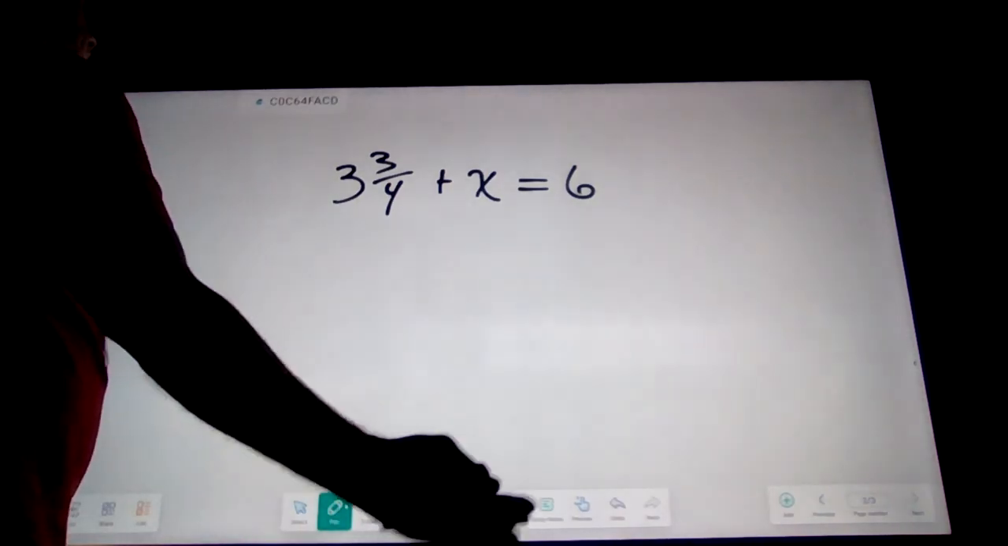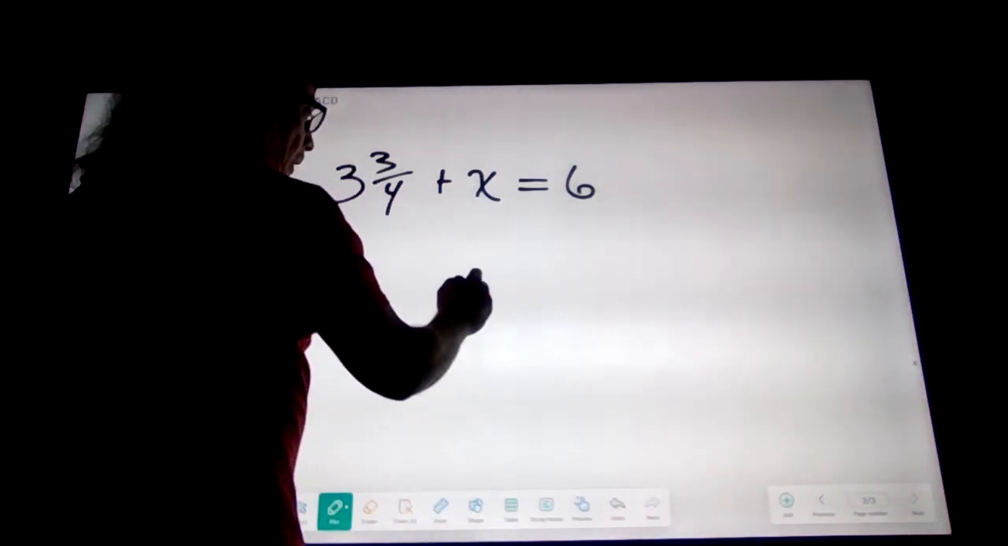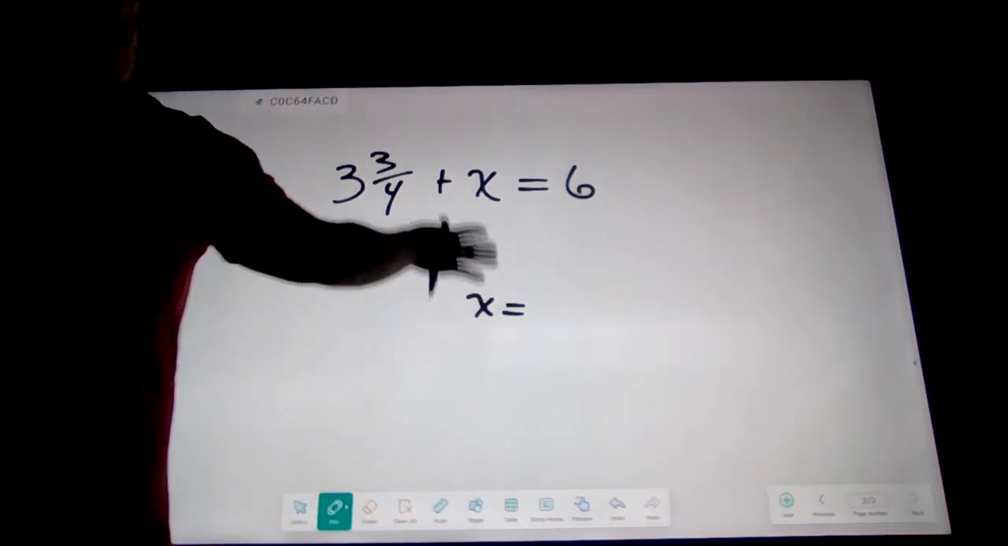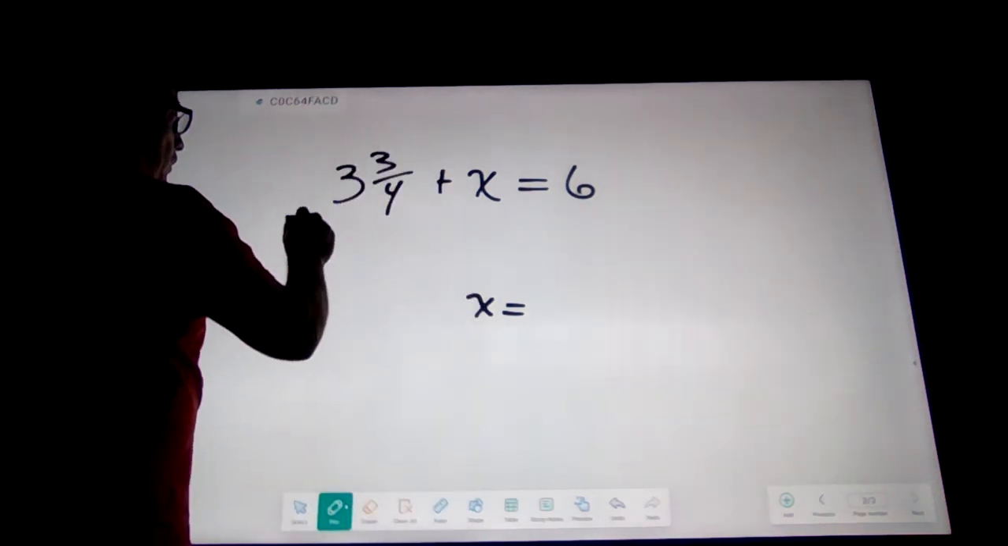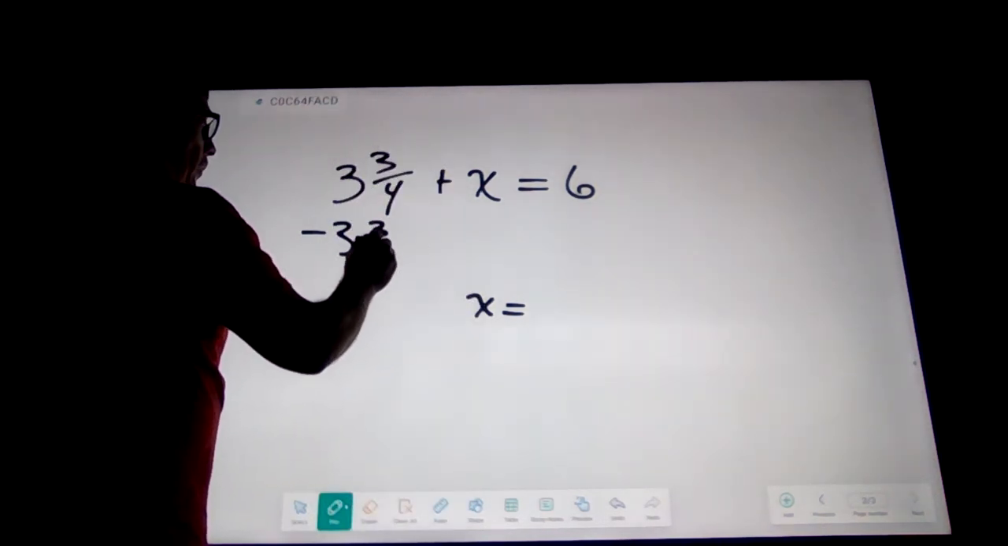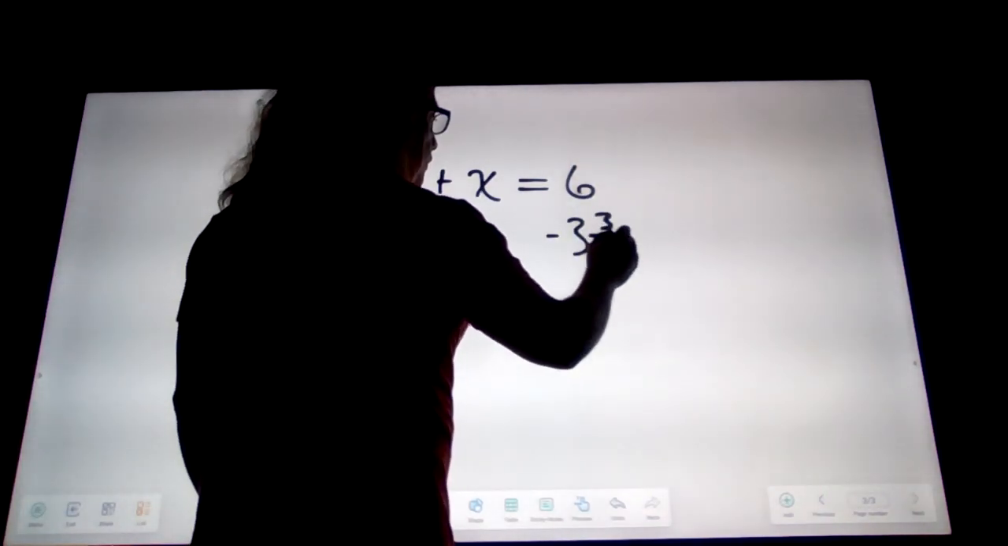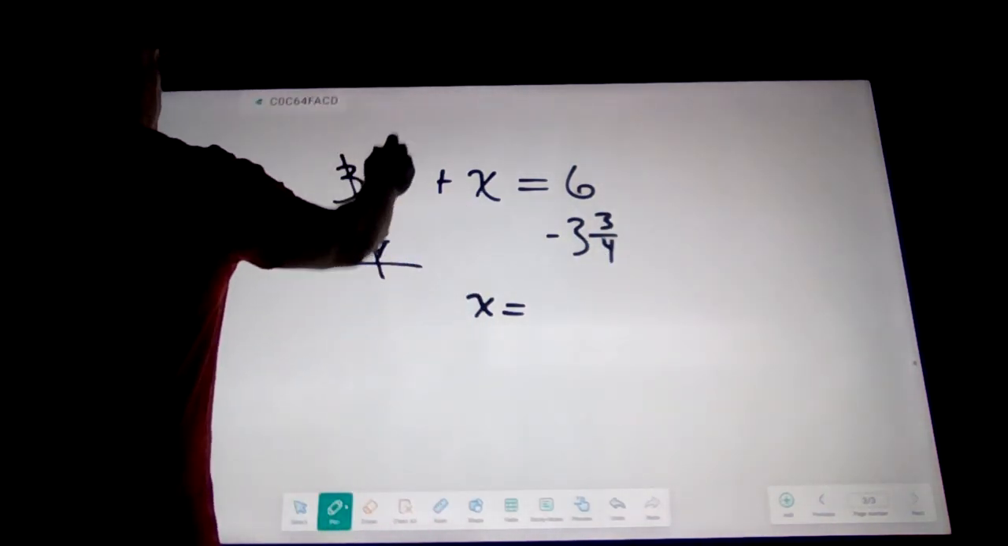Okay. So as I've shown you before, we have to get X by itself to figure out what X is. Okay. So we know this right here is a positive 3 3/4. So we're going to subtract 3 3/4 from both sides. Okay. Those are opposites.